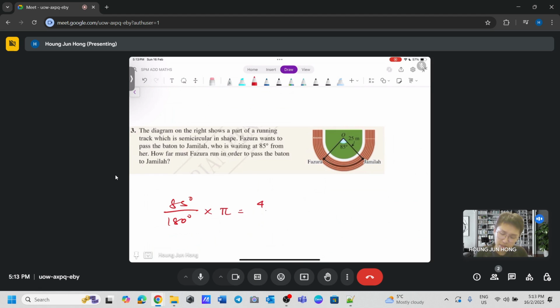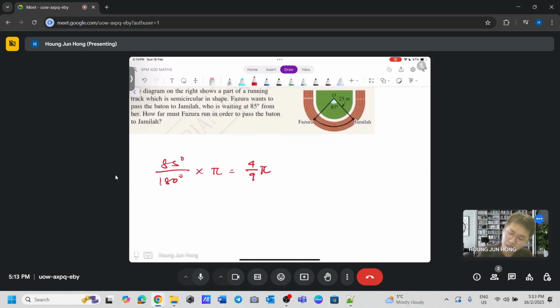You can just put it as 9 over 4 pi, by the way. It would be simple. And then s equals r theta. So 25, the radius, multiplied by this. You get 34.91 meters. Okay, that's it.